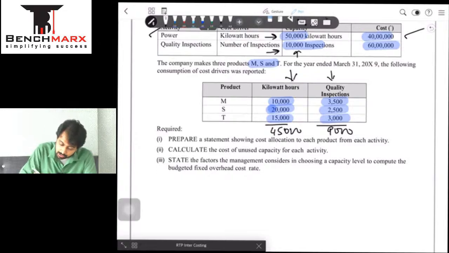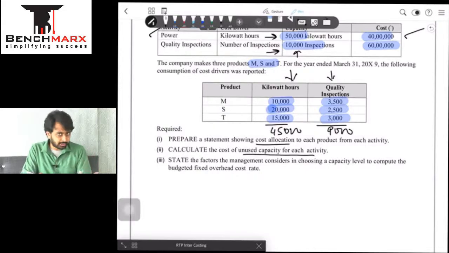So let's read the required part. Compute cost allocation, which is quite simple. Compute the unused capacity cost. Okay, this has already come in part 2.